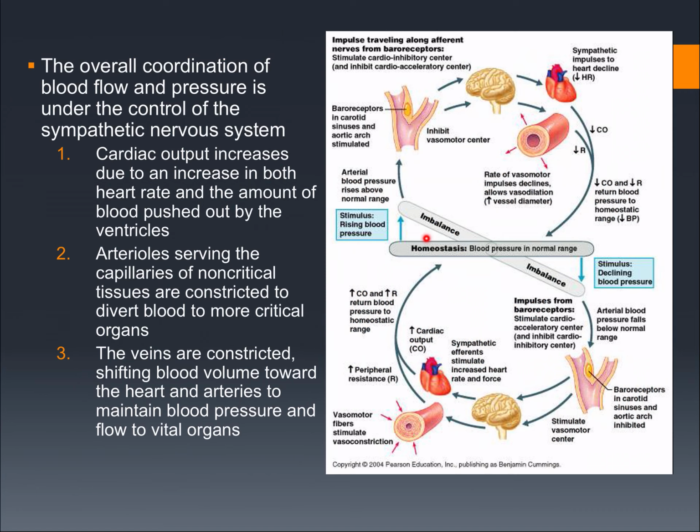When you're at homeostasis, your blood pressure is in a normal range, and then an imbalance occurs. In this case, we've tipped the scale and the blood pressure has gone down. So impulses in your baroreceptors are going to stimulate the cardiovascular center in the brain to inhibit the cardioinhibitory center and stimulate the brain to increase heart rate. So we constrict the arteries, we increase cardiac output, and then blood pressure is increased.